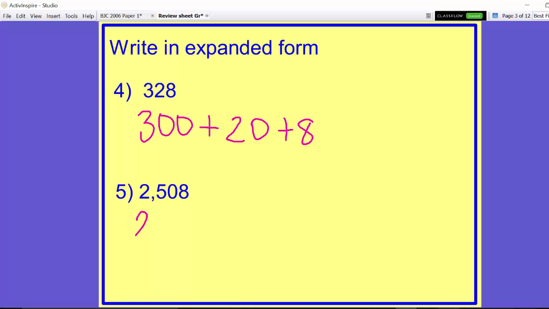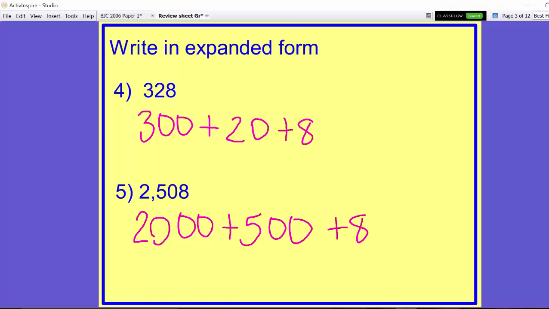Number 5, we have 2,000 plus 500 plus 8. Moving on.